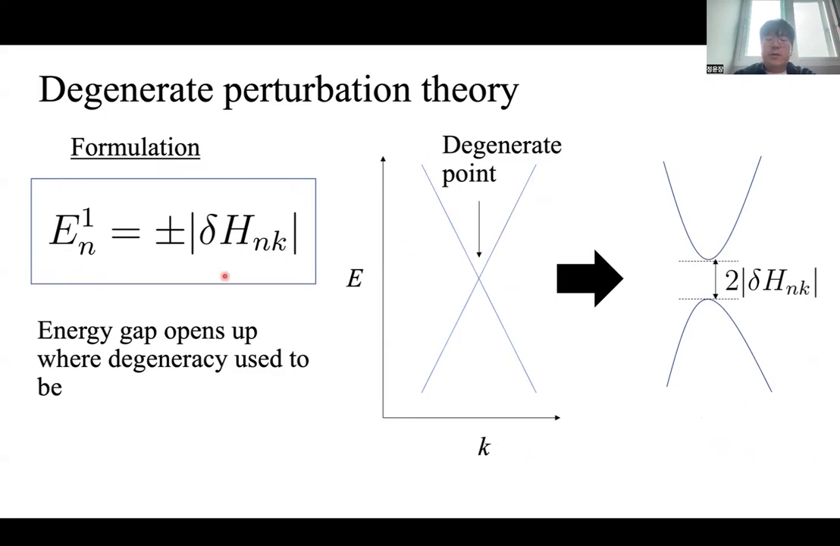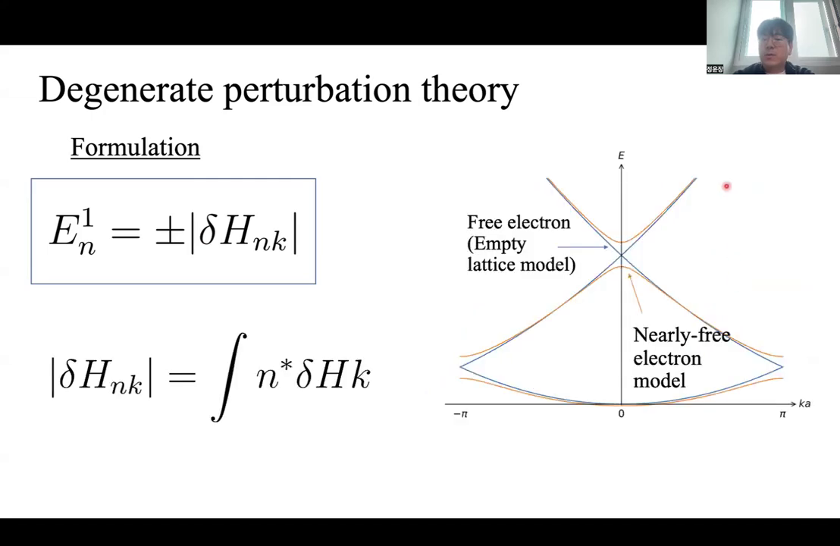If we had a degenerate point here, and I apply first order degenerate perturbation theory, it turns out that this degenerate point, the energy splits into plus delta H, K and minus delta H, K. Therefore, a gap opens up, a band gap opens up. And the size of this band gap is going to be delta H, K. So this is exactly what's happening when we talked about this.